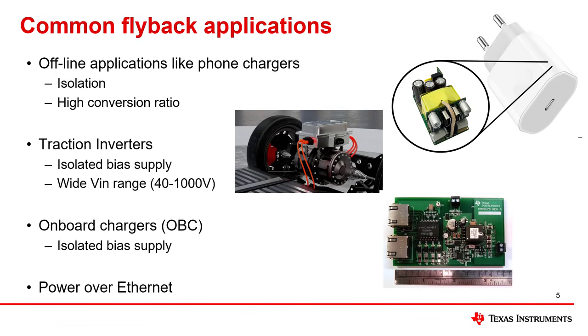Let's continue with the most common Flyback applications. Flybacks are often used in offline applications like phone chargers. Here the isolation as well as the high conversion ratio is important. Also, Flybacks are used in traction inverters for automotive. Here they are commonly used as isolated bias supply. They operate over a wide input voltage range from 40 to 1000 volts. Also, you can find Flybacks in onboard chargers or in power over Ethernet applications.